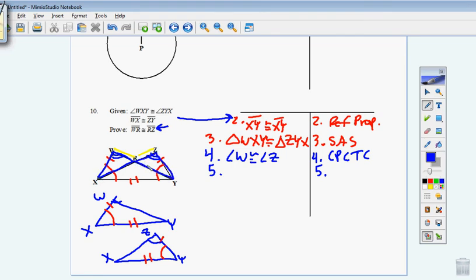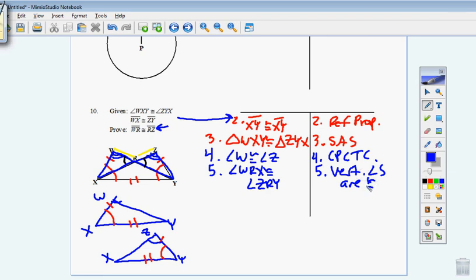Now I still need something else, and this is a step that a lot of people overlook. But if you see here, I actually do have vertical angles. Angle WRX and ZRY are vertical angles, so don't overlook that step. So I can say angle WRX is congruent to angle ZRY. And how do I know that? Because vertical angles are congruent.